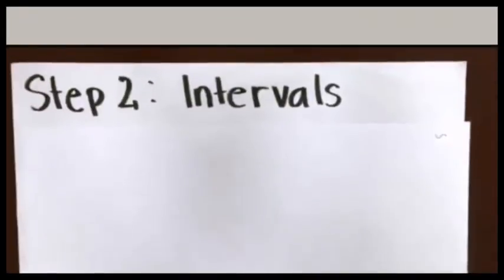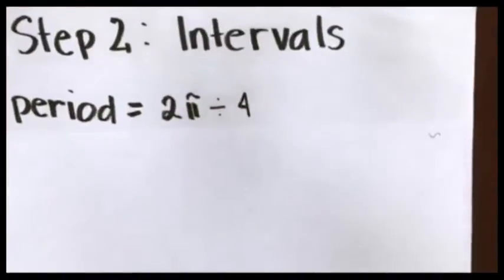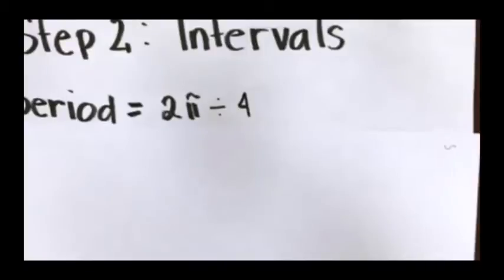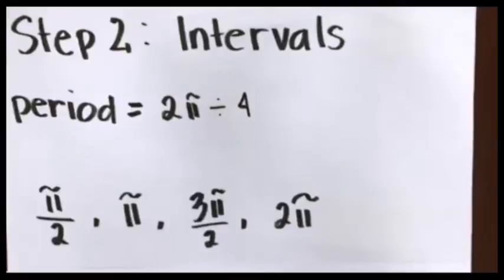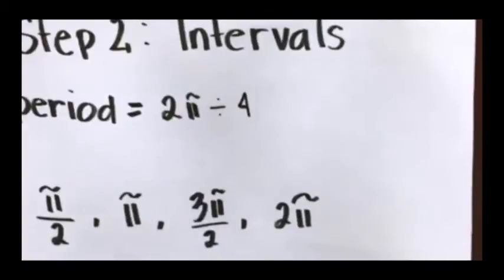Step 2 is the intervals. In order to find the intervals, we must first find the period. Our period is 2 pi. Then divide it into 4 equal parts. Then our intervals are pi halves, pi, 3 halves pi, and 2 pi.